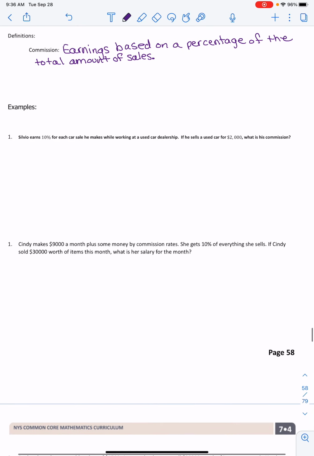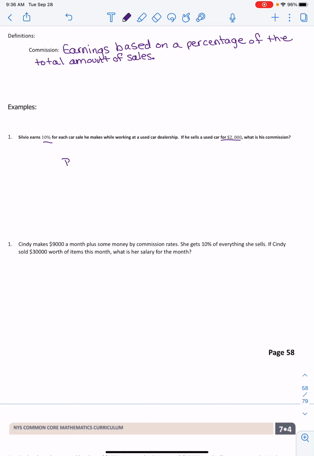Okay, our examples. Silvio earns 10% for each car sale he makes while working at a used car dealership. If he sells a used car for $2,000, what is his commission?